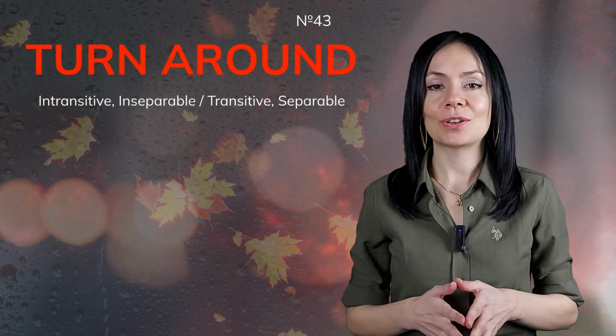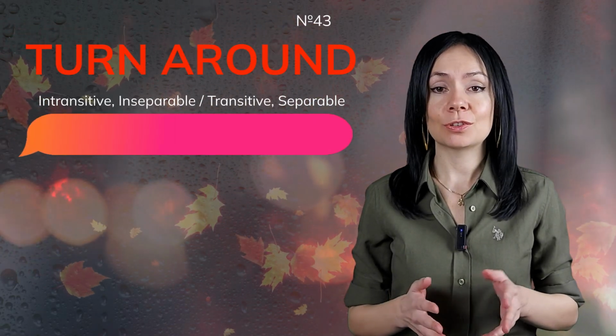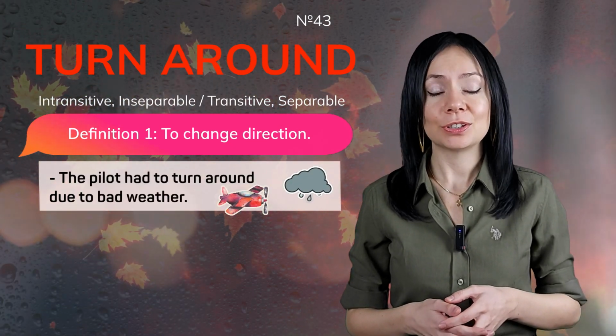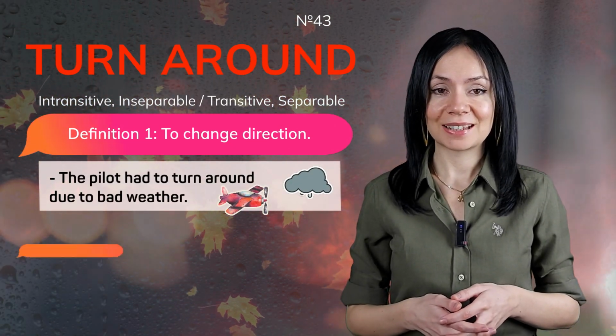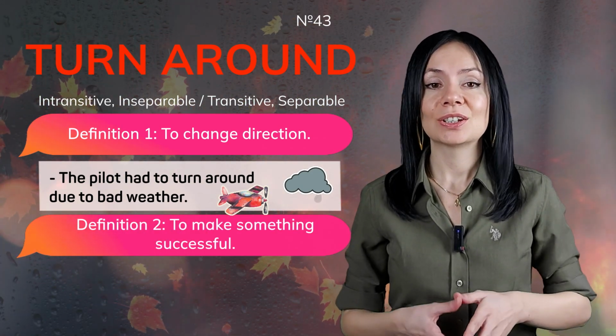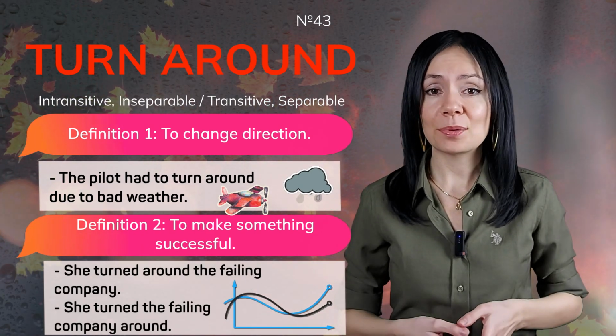43. To turn around. This means to change direction. The pilot had to turn around due to bad weather. The second meaning of this verb is to make something successful. She turned around the failing company.